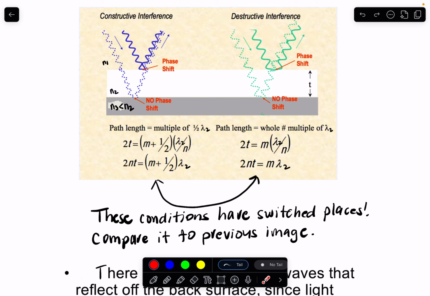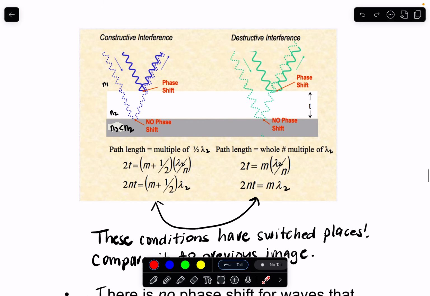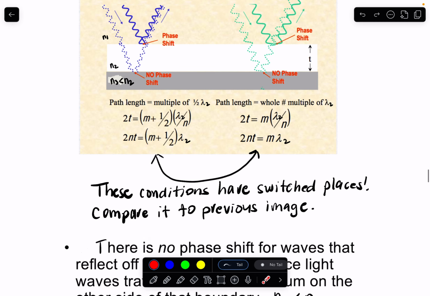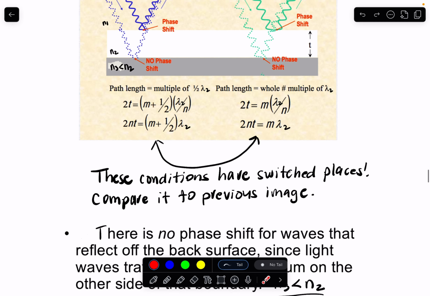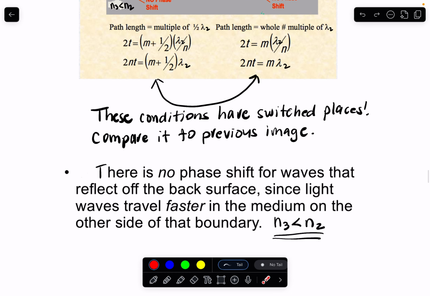Okay, so when you are dealing with a thin film with a smaller index of refraction than the film itself on the outside, then the conditions flip from the opaque backing case. Compare these two figures and you'll see that clearly. And that's because there is no phase shift when the light reflects off of the back surface, because the waves that travel through medium 2 or through medium 3 are going to travel faster, so they don't have this phase shift. Okay.